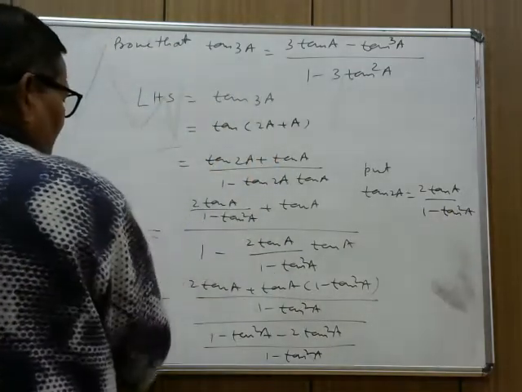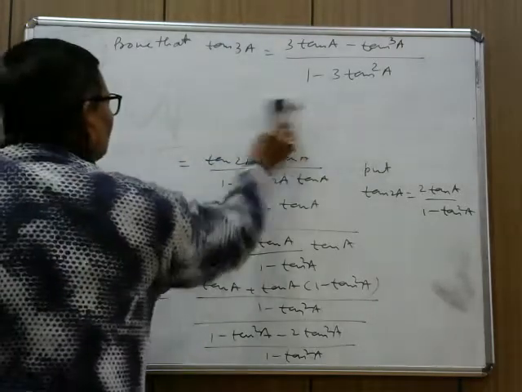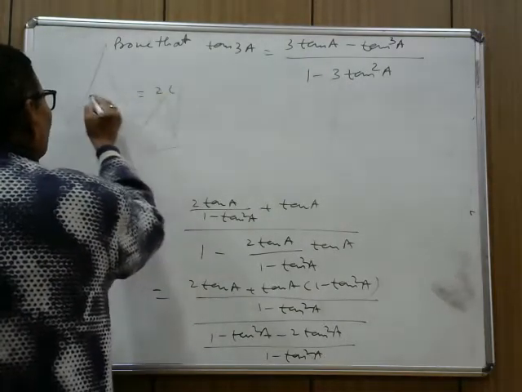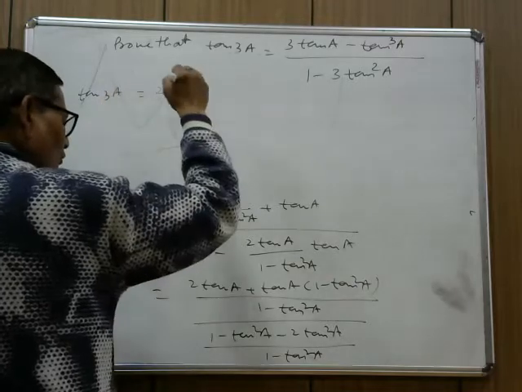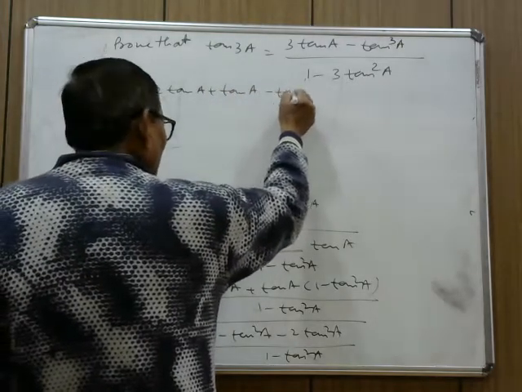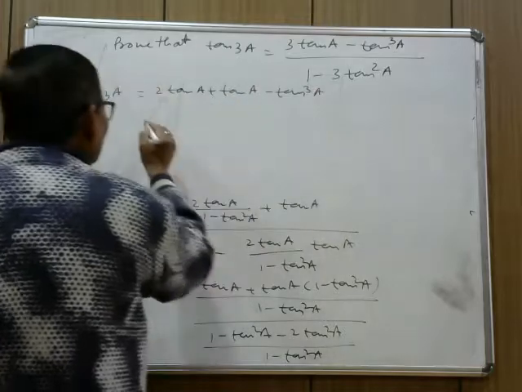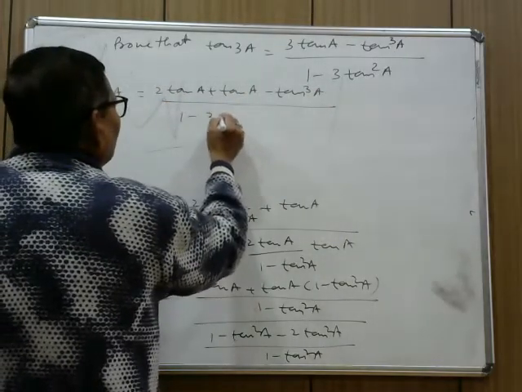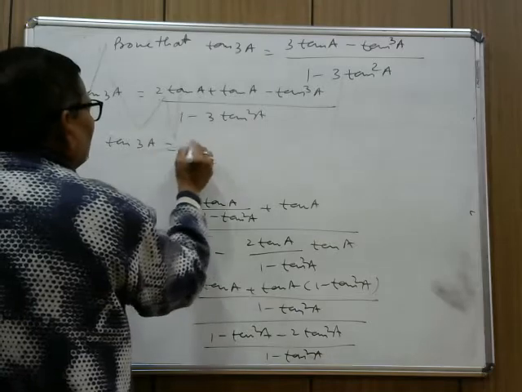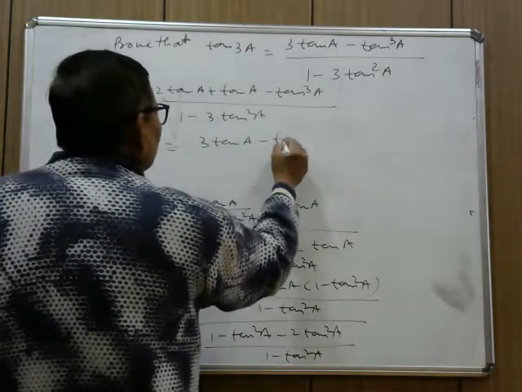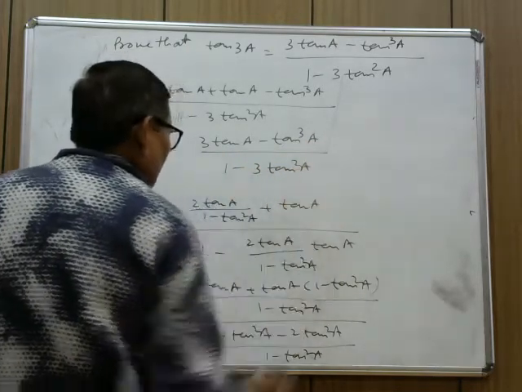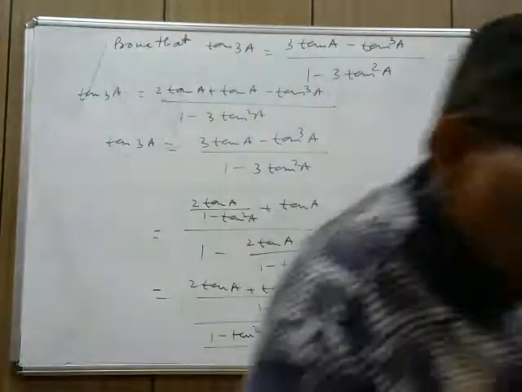By solving them, you get tan 3A equal to 2 tan A plus tan A minus tan cube A upon 1 minus 3 tan square A. So at the last, tan 3A is equal to 3 tan A minus tan cube A upon 1 minus 3 tan square A. That's all for today. Thank you.